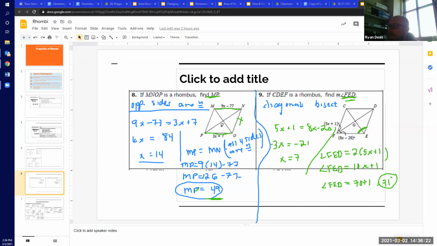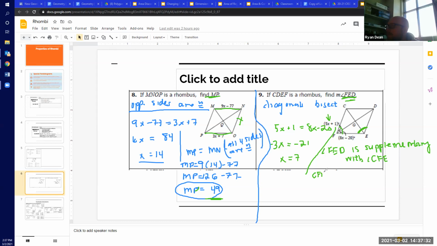So when I'm solving for that, what I need to do is I need to use this property right here. FED is supplementary with angle CFE. So when I'm doing this, I need to figure out what CFE is. And the way that I do that is I just take my 7 and I plug it in here and multiply it by 2. So CFE is equal to 5 times 7 plus 1 times 2. So that's 36 times 2, which is 72.